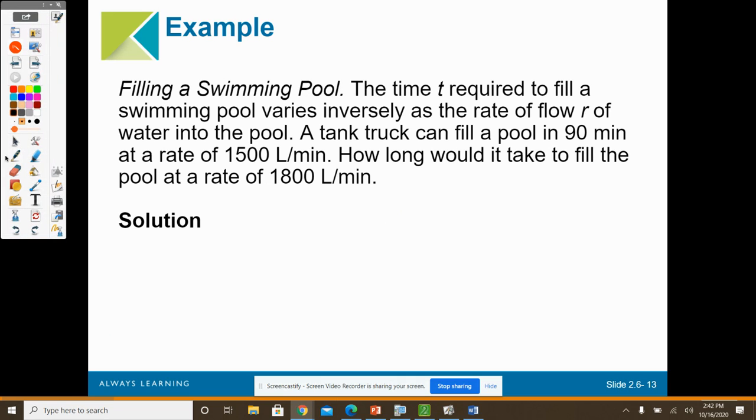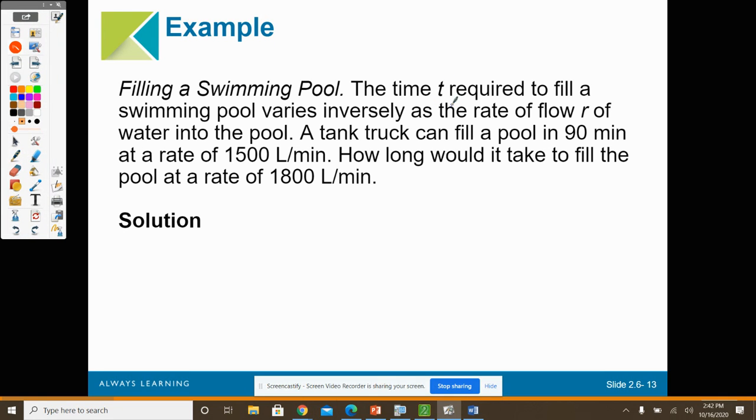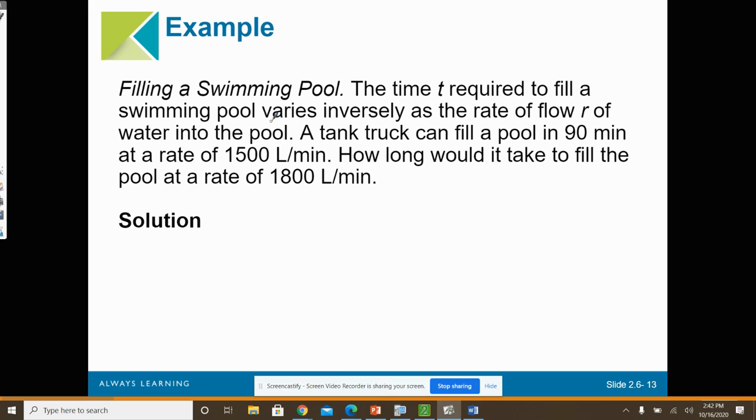Okay, let's fill a swimming pool. The time t required to fill a swimming pool, here it is, varies inversely as the rate of flow. So that's enough to write our equation. Usually it's y equals k over x, but because they gave me different variables, it's t equals k over r. It will tell you in the correct order.